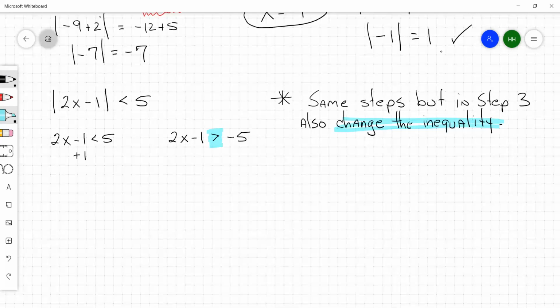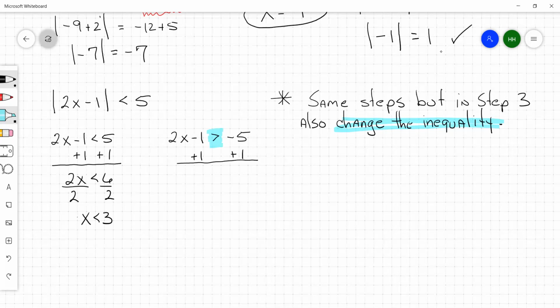So we add 1 to each side. So 2x is less than 6. Divide both sides by 2. X is less than 3. Add 1 to each side. 2x is greater than negative 4. Divide by 2. X is greater than negative 2.